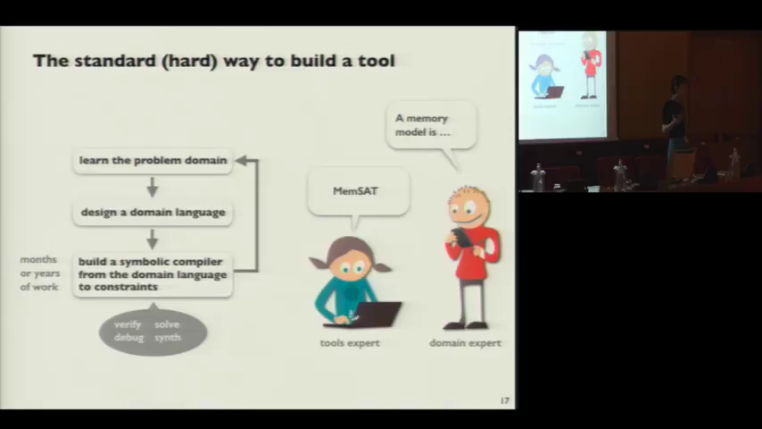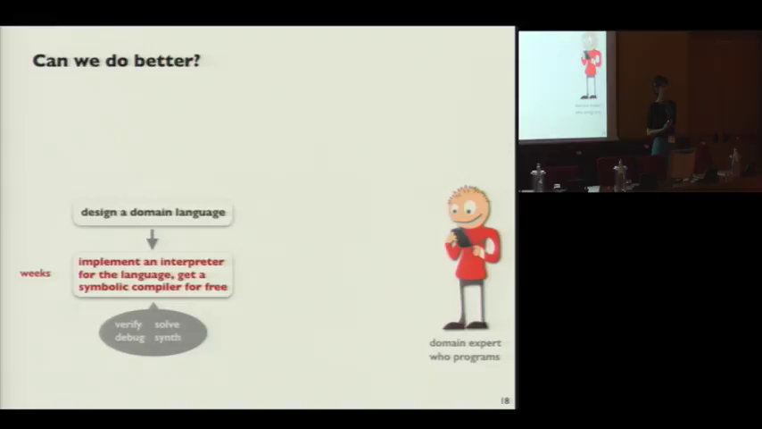So what Ross and I wanted to find out was essentially whether it's possible to take this middleman out, to take me out of the picture. So here's how the process should work in this new world. Basically, we have a domain expert who knows how to program, or a programmer who has become a domain expert. So what they do is they have to design a domain-specific language. You have to do that anyway.